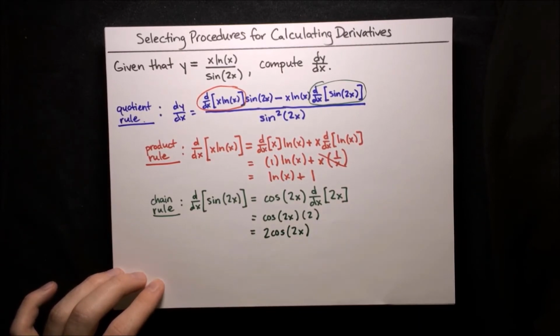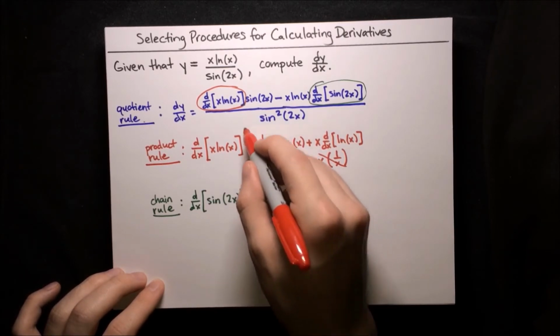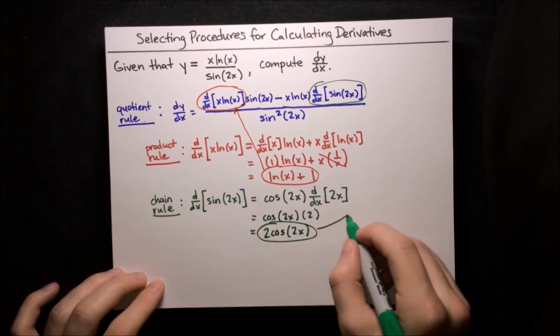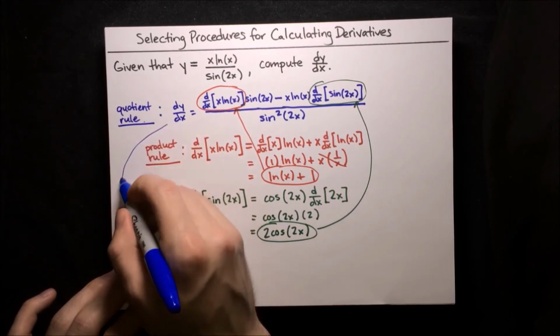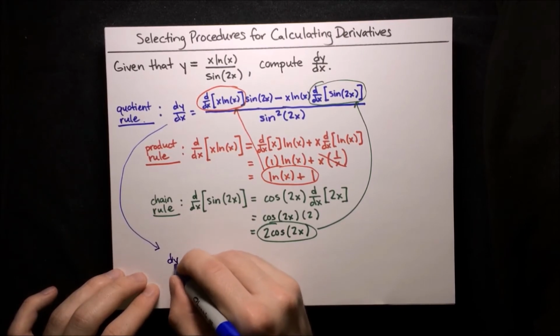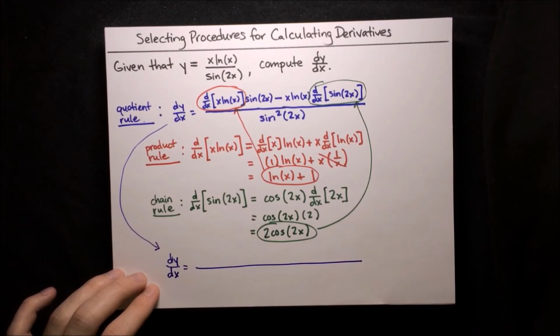Alright, so now we're going to go ahead and plug in these derivatives. We found that natural log of x plus 1 should go in for that derivative, and 2 cosine 2x should go in for this derivative. So plugging this in to dy dx, our big fraction there, we have that dy dx equals this big fraction.